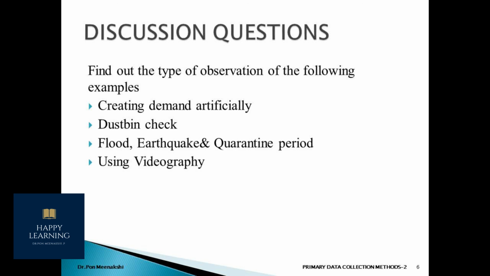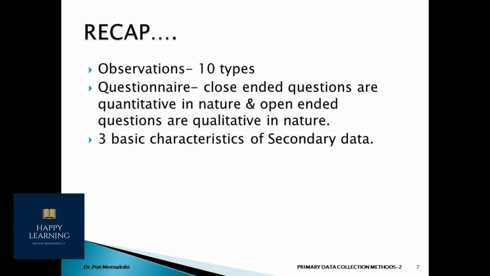Before we end the session, now we'll do a small recap. Observation, totally 10 types of observation. As a researcher, you have to identify which type of observation you need. And questions are broadly two types, closed-ended and open-ended. Closed-ended questions are quantitative in nature and open-ended questions are qualitative in nature. It depends upon the study. You can have open-ended and closed-ended. And three basic characteristics of secondary data: reliability, suitability and adequacy.